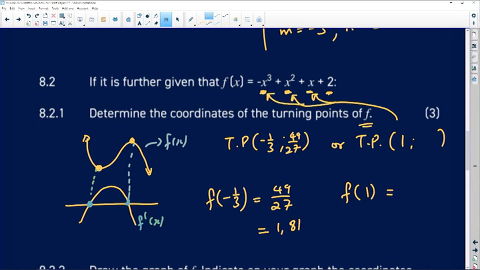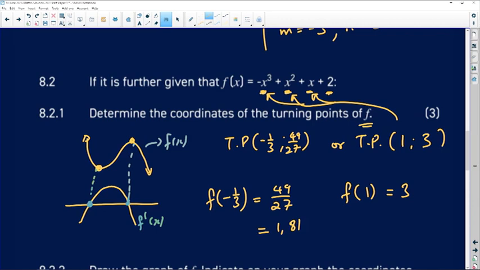Well, when you sub 1 there, you end up with the number 3, because you're going to have negative 1 in the first term. You're going to have plus 1 and plus 1 and plus 2. That's 4 minus 1, which gives you an answer of 3. This one you can work out without even using a calculator. So the other turning point will have an x value of 1 and a y value of 3. Okay, cool. So those are the coordinates of the turning points of f, or the stationary points, as they are sometimes referred to.